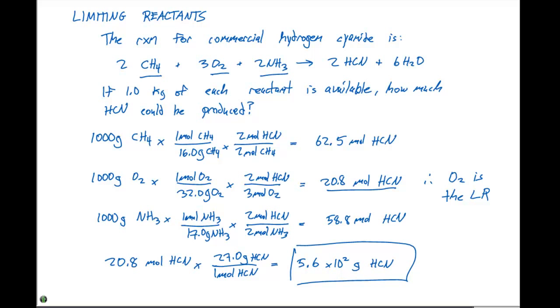To recap, you calculate how many moles of HCN would be produced if all three of these reactants totally reacted, then investigate which one would be the smallest amount of HCN in terms of moles. In this case, the oxygen produces the smallest amount. We call that the limiting reactant. And then from there, once we determine the amount of moles of HCN produced from the limiting reactant, we can use stoichiometry to calculate the mass of HCN that will be produced.